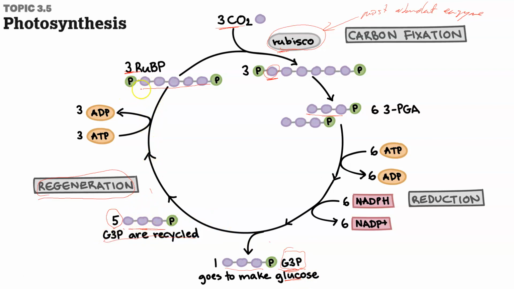You have 5 3-carbon molecules. You end up with 3 5-carbon ribulose bisphosphates up here. And the cycle begins. It plants these carbons on here. And this is how that process works.